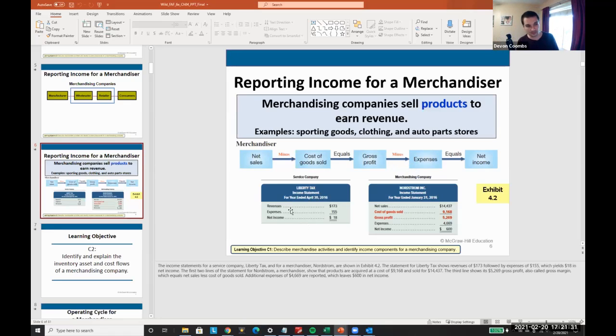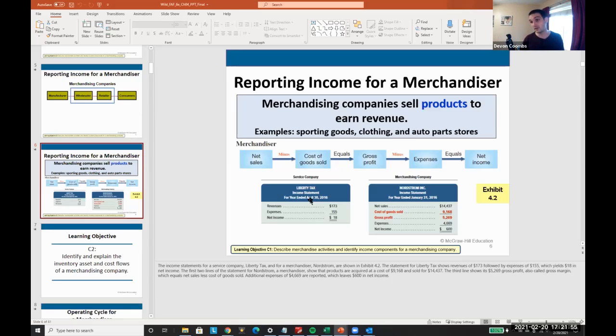And so here's the difference. A service company is a lot more simple. You just have revenues minus expenses equals your net income. But you can see here for Nordstrom, it's much more complex. You have the net sales minus your cost of goods sold equals your gross profit, less your expenses equals your net income, right? So these are the two differences. And so make sure you understand those differences for your test.